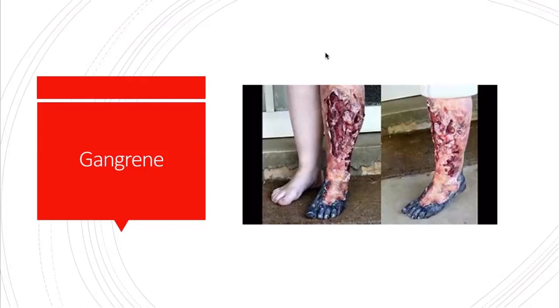But let me tell you guys something. As an ultrasound tech, if you work in a hospital, you will come across gangrene. The smell is something you will never forget. The smell of gangrene, you can walk into a room and instantly you're like, gangrene. You can spot it from a mile away. I should say you can sniff it from a mile away.